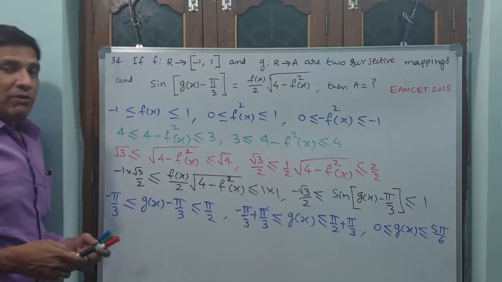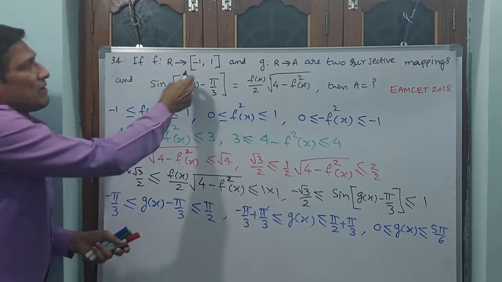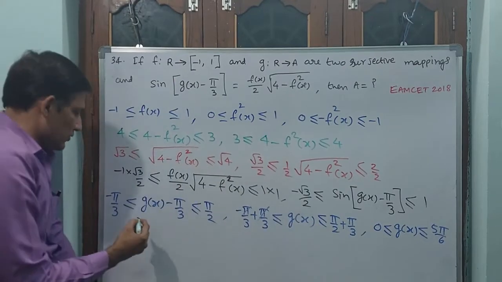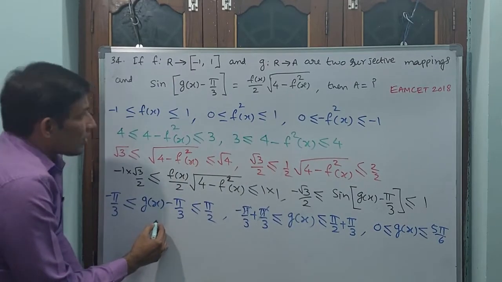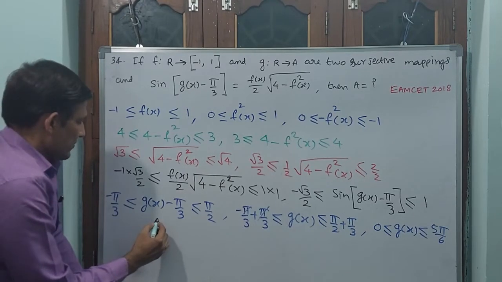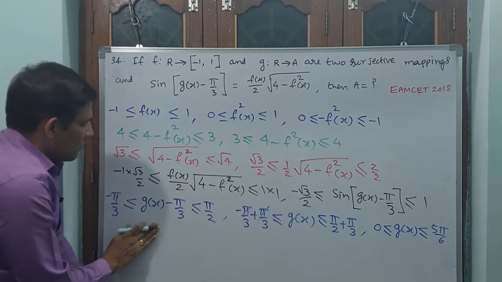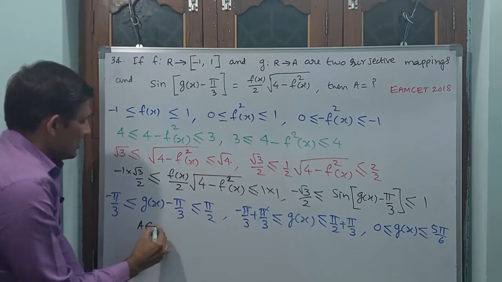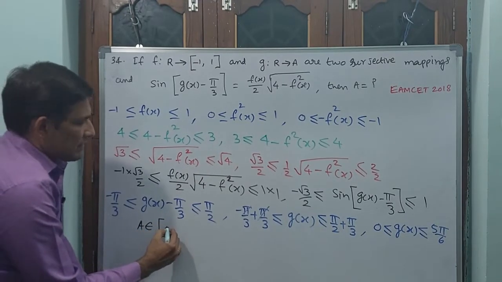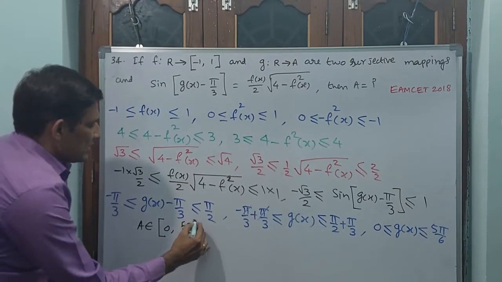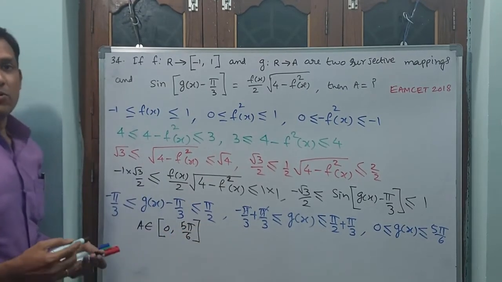And is it equal to on both sides? Yes, equal to only. Why? Because we have written closed interval. Like this also you can write. g of x range is A. A is, now not required to write range. You write like this: A belongs to closed interval 0, 5 pi by 6. Like this you write and close this question.